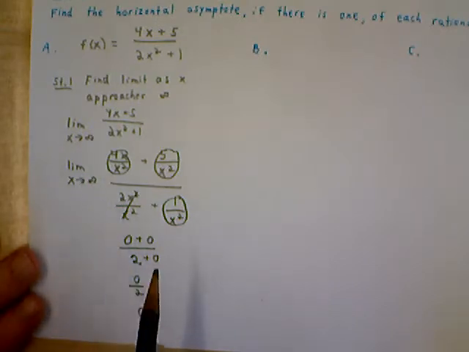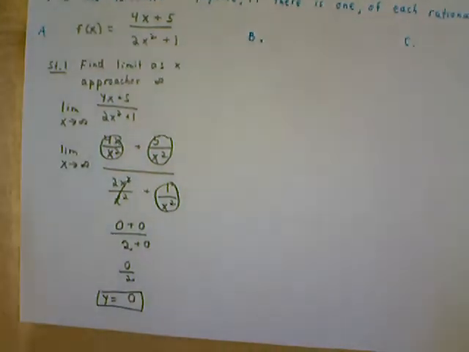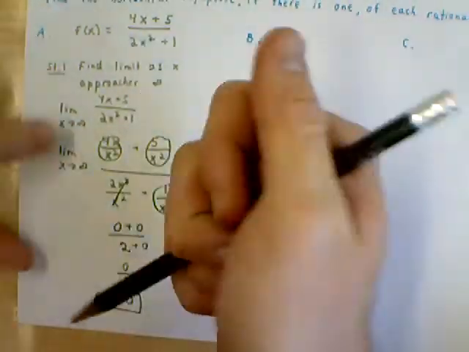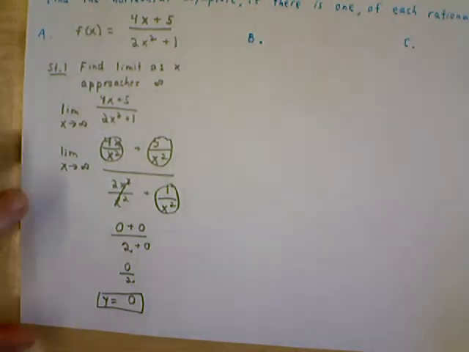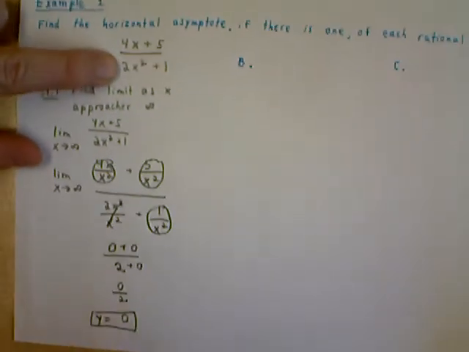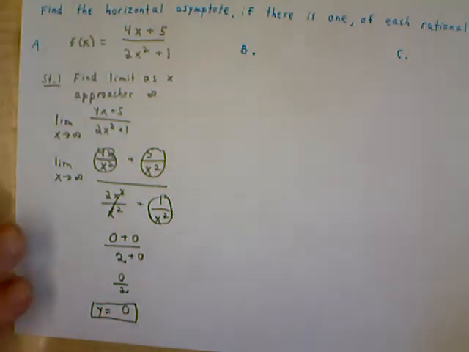For limits, we're finding our y value. We found that our limit would be y equals 0, or our horizontal asymptote is going to be 0. Connected back to the last video, the degree of the numerator was less than the degree of the denominator, so our asymptote is 0. Now let's do the next one.